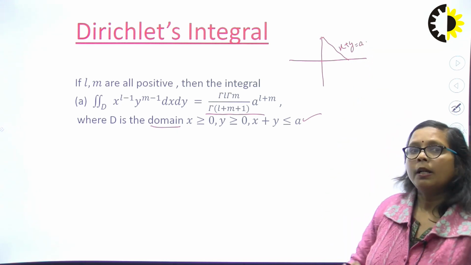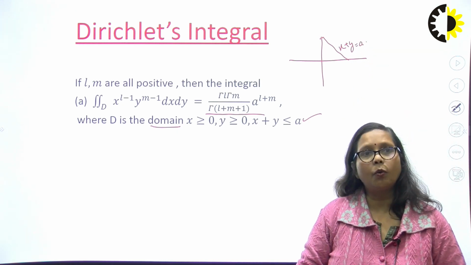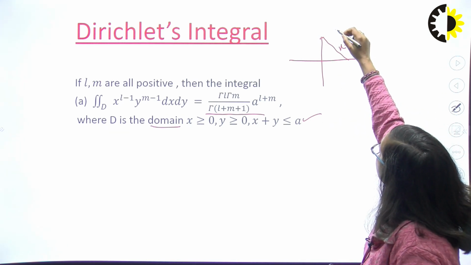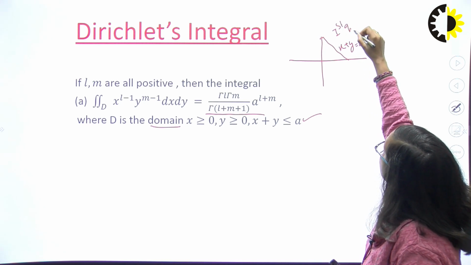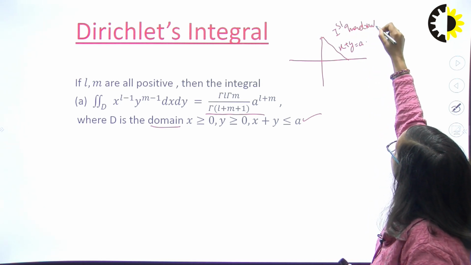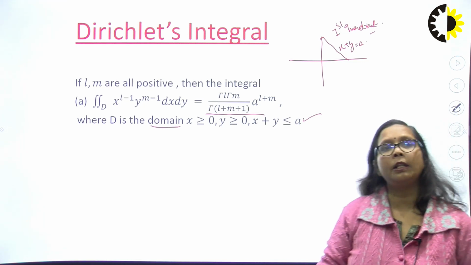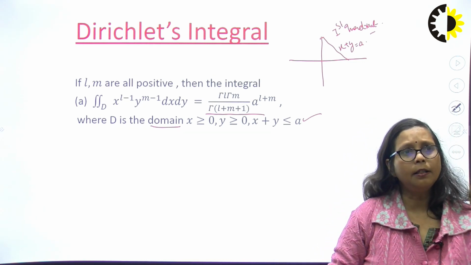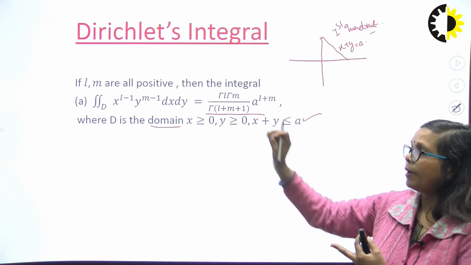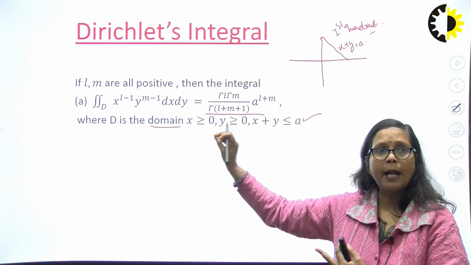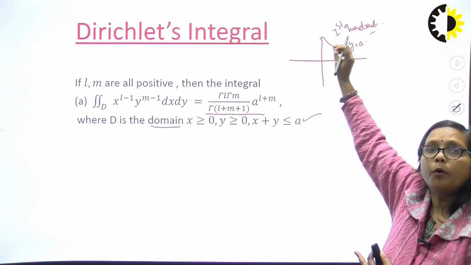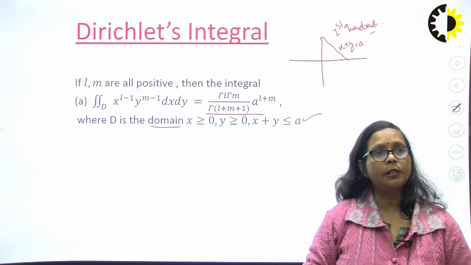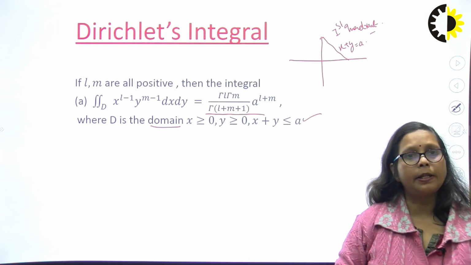So the Dirichlet theorem is applied only for that part of the curve which is lying in the first quadrant, the positive quadrant. So this is the condition to apply the Dirichlet integral: it gives you the value of the integral only for that domain which is lying in the positive quadrant, the first quadrant. So this is the Dirichlet integral expansion for two variables, for double integrals.